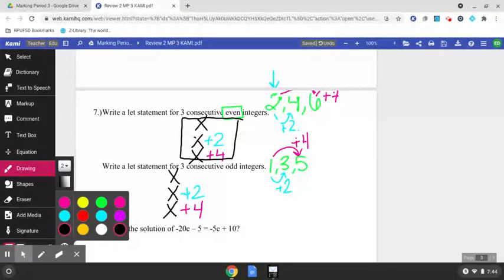So this would be the let statement for 3 consecutive odd integers. Notice, it doesn't matter if I say even or odd, they're the exact same thing. You're still always skipping 2.